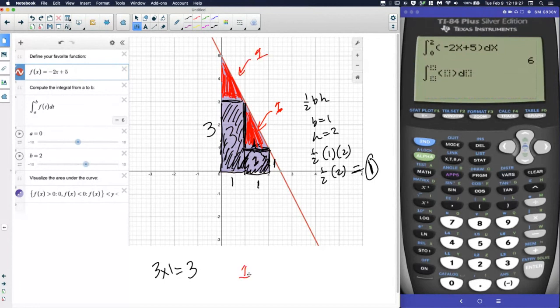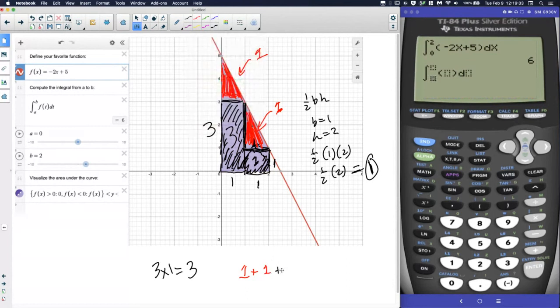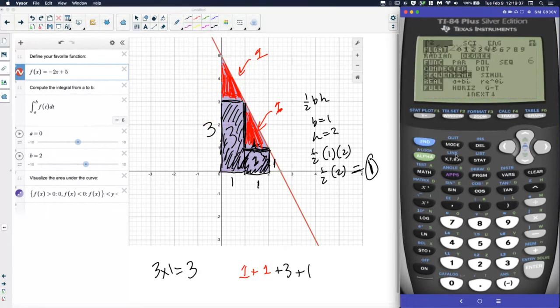So now we have 1 plus 1 plus 3 plus 1. I wonder what that equals. 1 plus 1, don't laugh at me, I need these. Plus 3 plus 1. Oh, I get 6. So then that's our proof. That shows us, okay, when we find the derivative, or the integral, we're finding the area under our line, or under our curve.